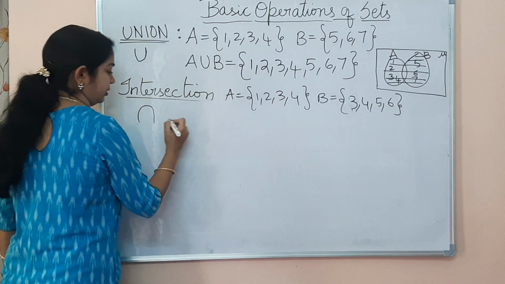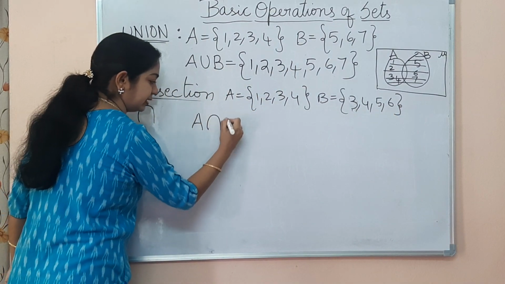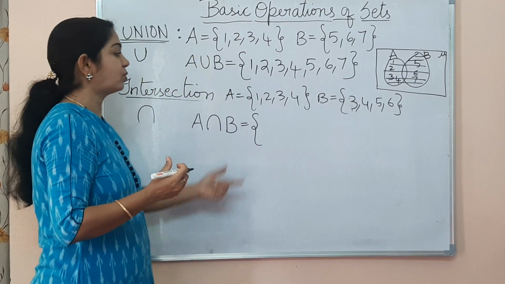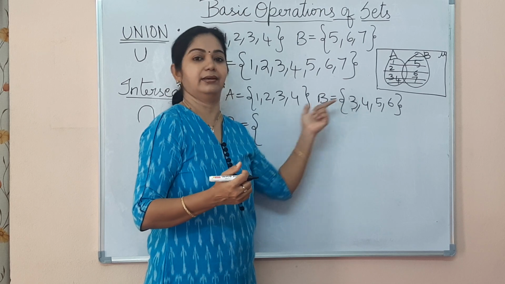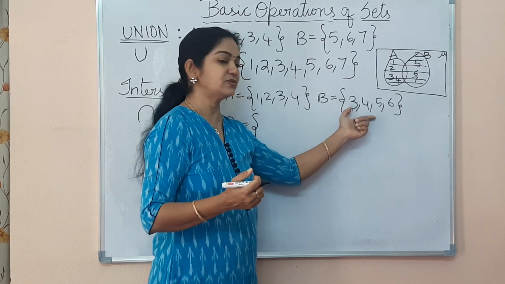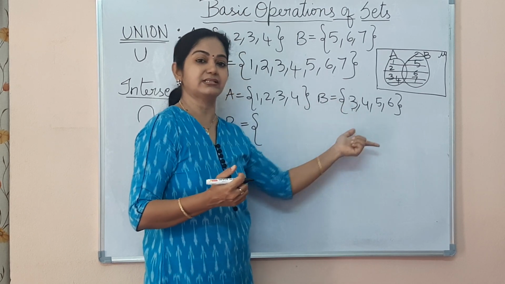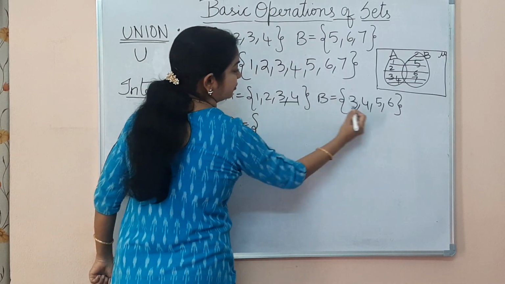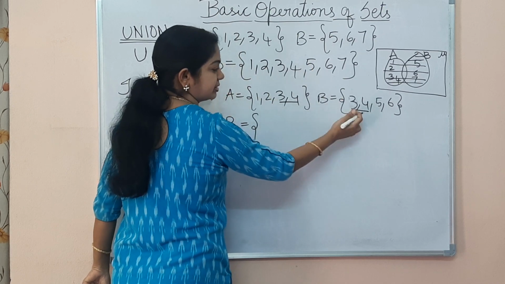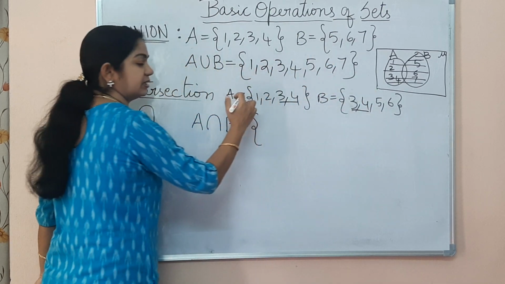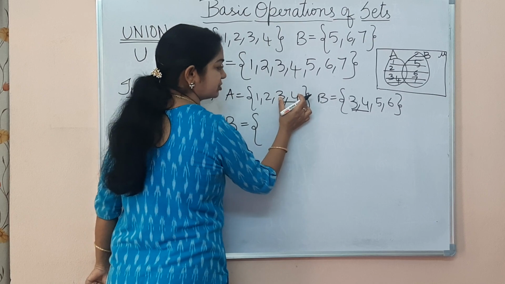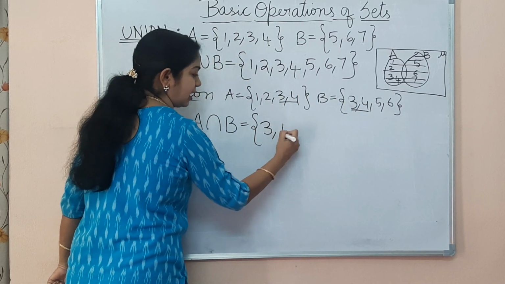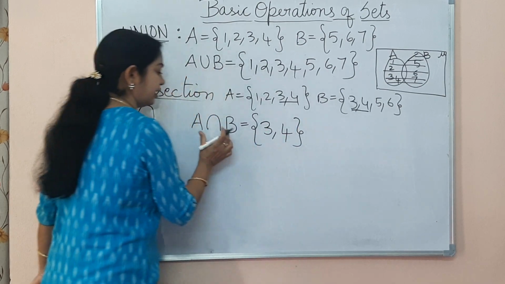Now A intersection B means it is a set containing the common elements in the sets A and B. The common elements which are repeated in both the sets are A intersection B. Here 3 and 4, here 3 and 4. 1 and 2 are not present in B. 5 and 6 are not present in A. So only the elements 3, 4 are common to both the sets. Those common elements I'll write in the set of intersection.